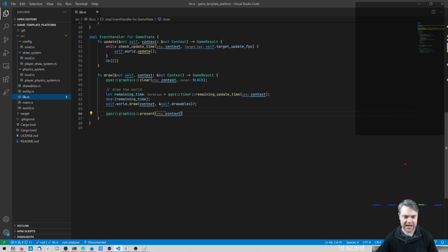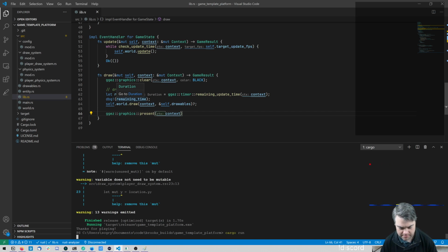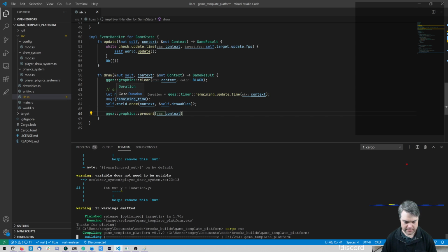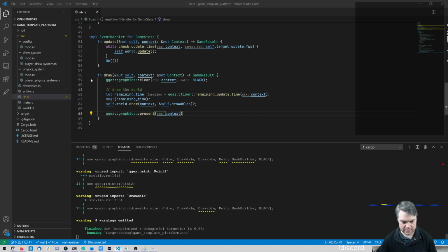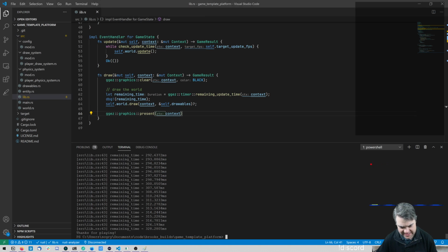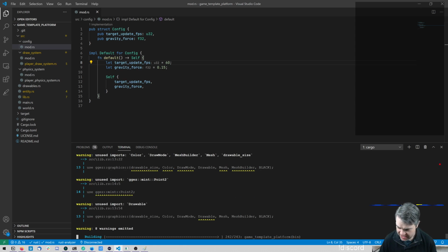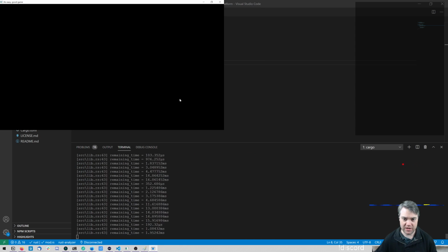All right. So in our main library, we have this remaining time. If we run this debug for the remaining time, let our ball fall. We can see how much time has happened between the beginning of the last frame and this one. Now these are huge numbers, but if we take a look at our config, it's because we set this to like 2 frames per second. Set it to 60 because that's a reasonable number, and run this again. We're going to see something that makes a lot more sense.